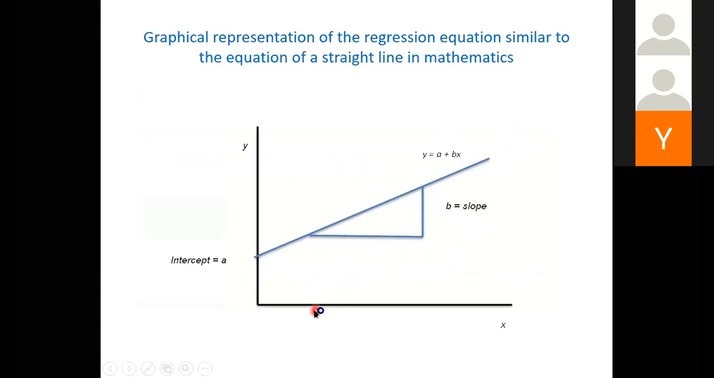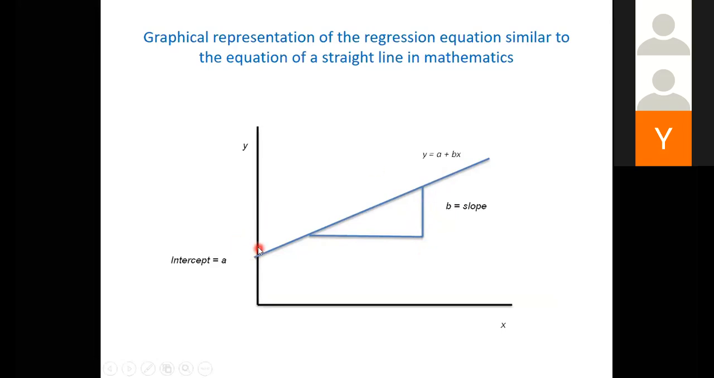When x moves from this point to this point, y moves from this point to this point. That change over x is the slope. If the slope is very steep, you're going to see that B will be much more. If the slope is flatter, B will be smaller. So the more the slope, the more change in y per unit change in x. Is it clear? It's clear.